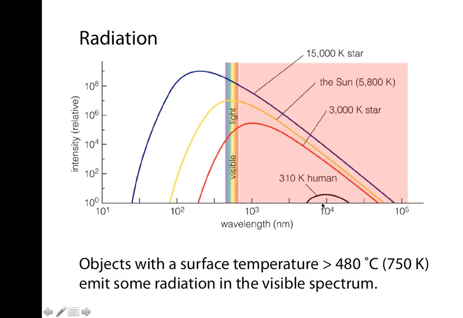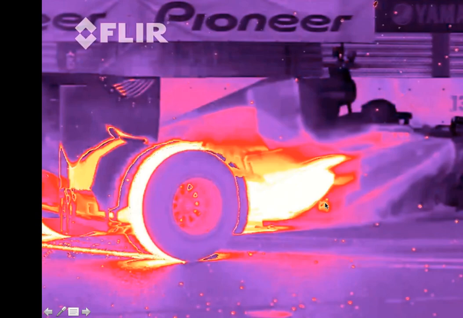You can see it, however, with an infrared camera. And this is an infrared camera. It's a picture taken of a racing car. There's the driver's head. Here's the back of the car. You can't quite see the front.